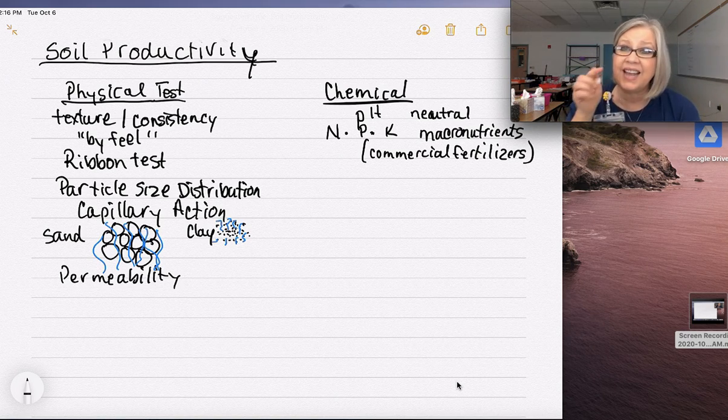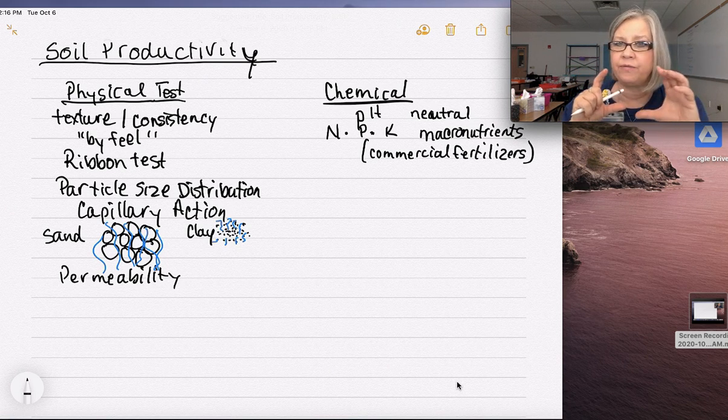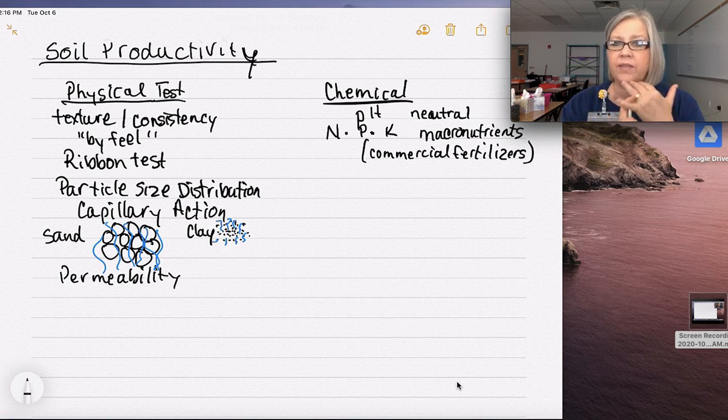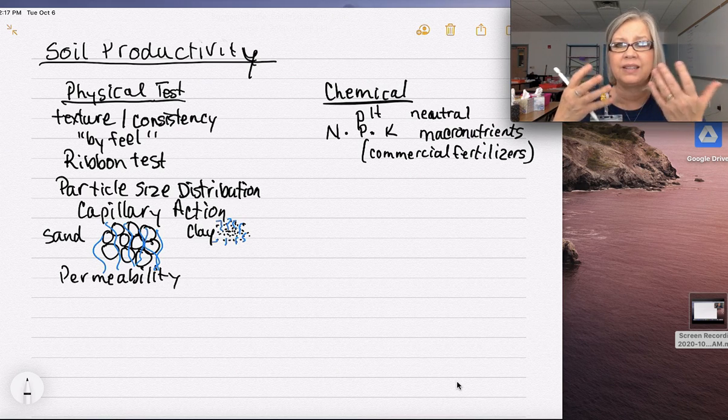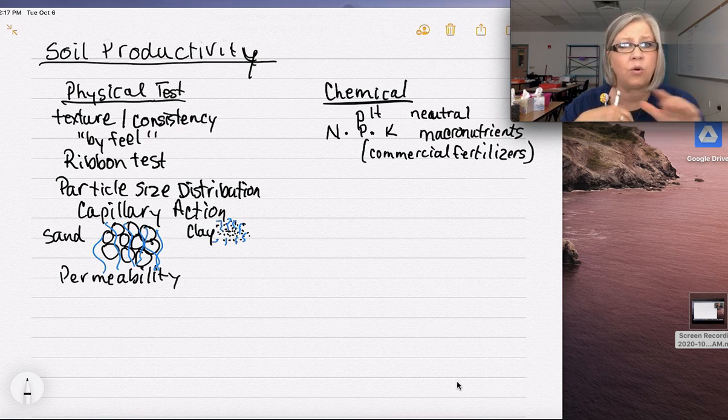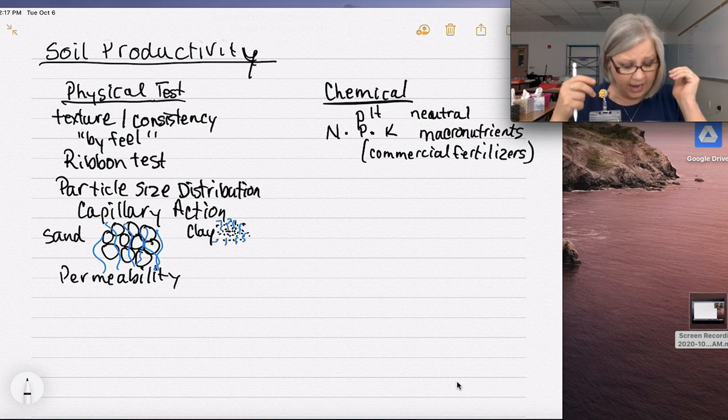Now we can test for those. If we were in here, we would have 4 ways of being able to look at the nitrogen content, the potassium content, and the phosphorus content. And we could tell if the soil is depleted of those nutrients or if they're there enough.